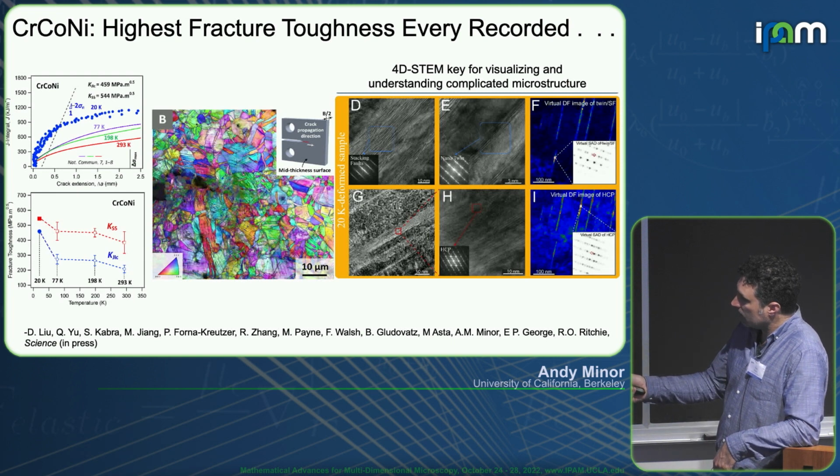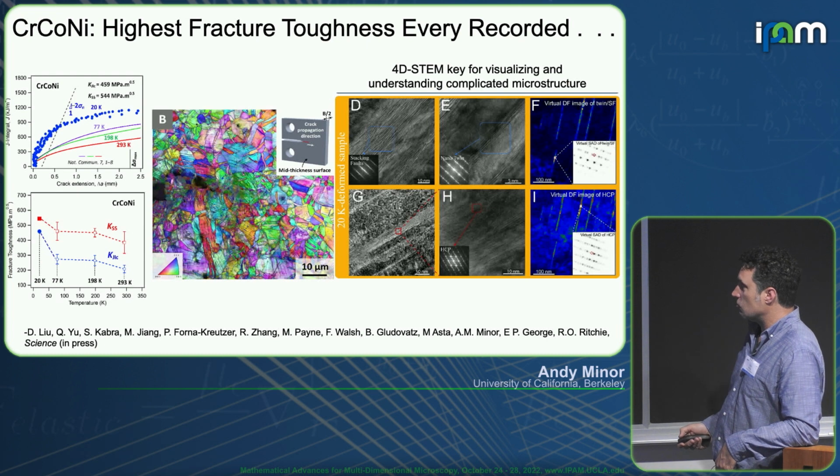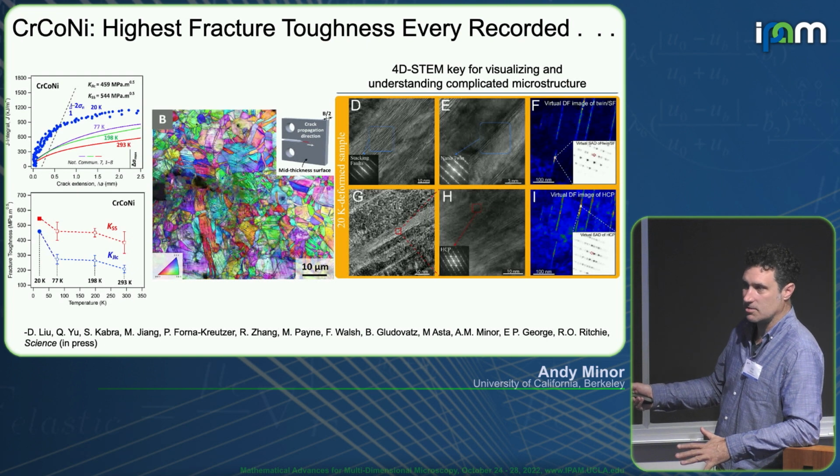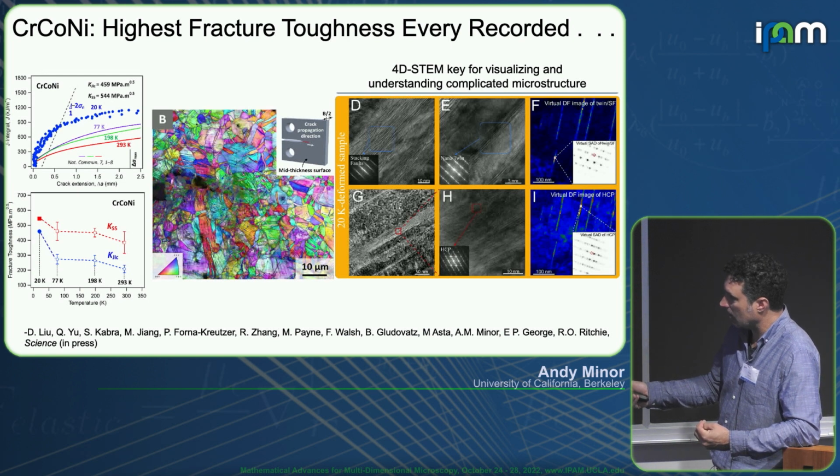And in this paper, we actually use 4D-STEM to visualize these little bits of HCP, little bits of twins and stacking faults. And I would argue that there's really no other way to do this, because the microstructure is absolutely crazy, right? This is bonkers. How do you describe what the heck's going on in here? The defect density is so high. This is what bright fields look like. How do you describe what this is?